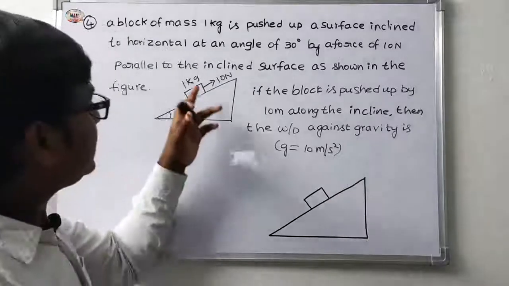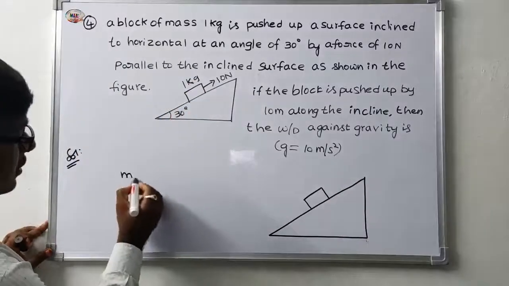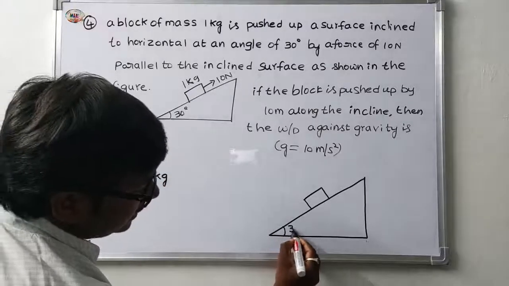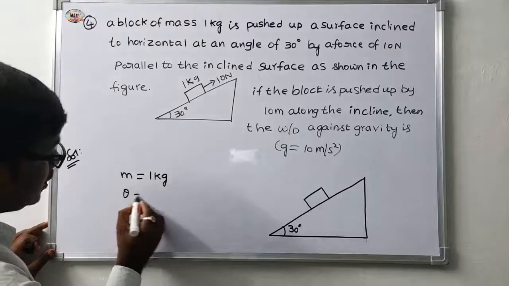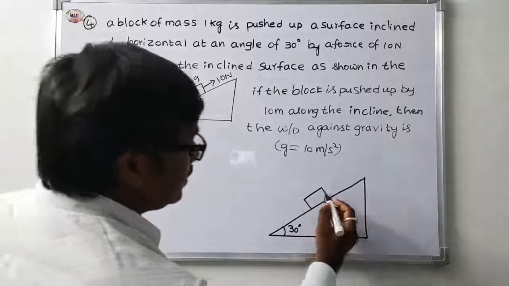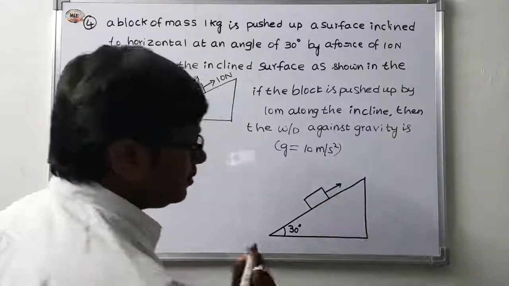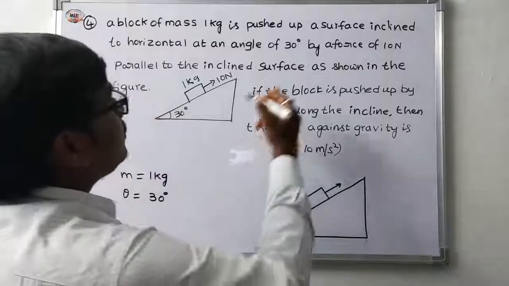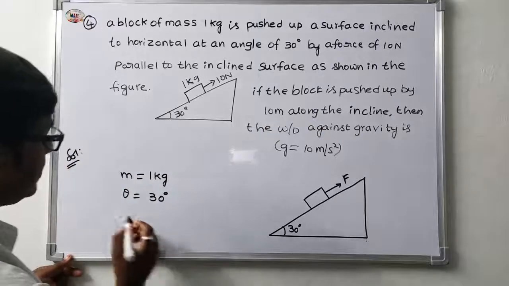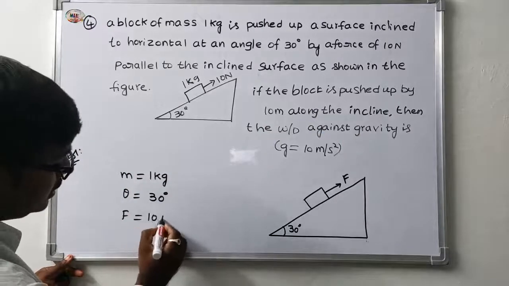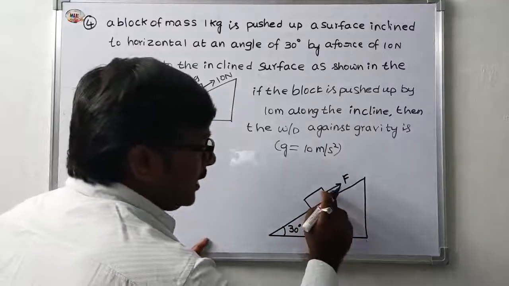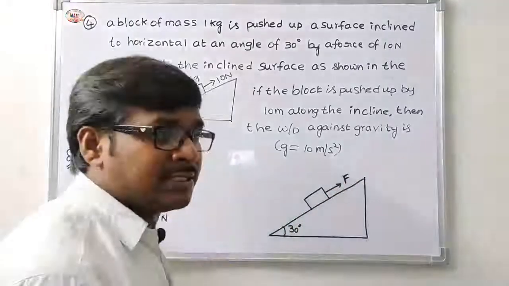The block mass is equal to 1 kg. Okay, given that mass is equal to 1 kg, at an angle 30 degrees, then theta is equal to 30 degrees. The body is moving in upward direction, pushing. The pushing force is 10 Newton, this is F is equal to 10 Newton force. The body is pushing in upward direction, and one force is acting in downward direction.